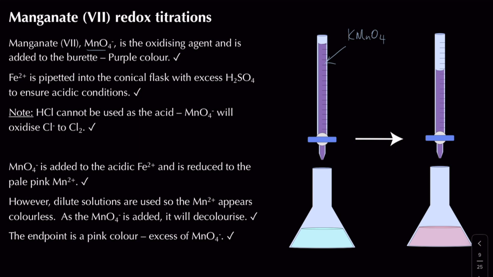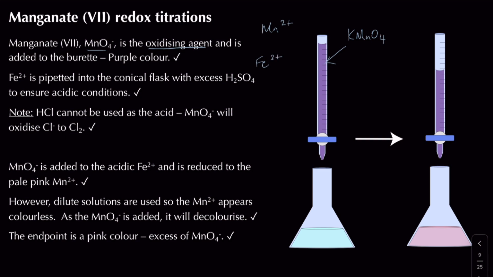This color is going to be very purple, like a concentrated Vimto color. The reason why we use this is because it's a good oxidizing agent, and it gets reduced to Mn2+ while oxidizing something else. So manganate is our oxidizing agent. What does it actually oxidize? Well, it normally oxidizes iron 2+ ions, to form iron 3+ ions.